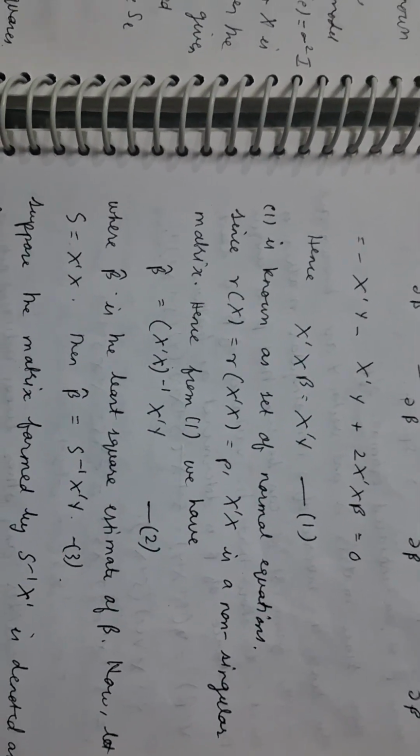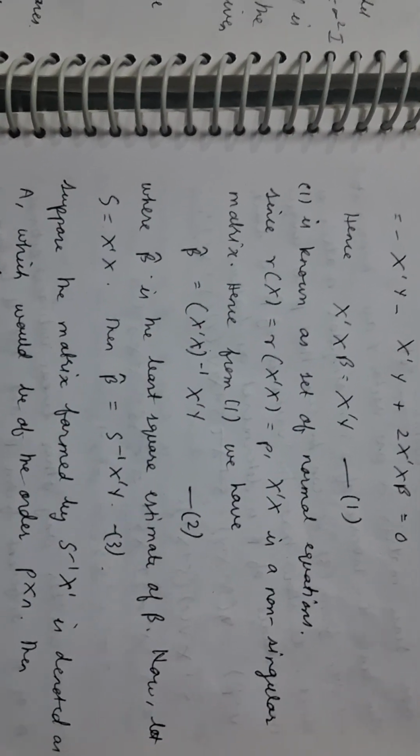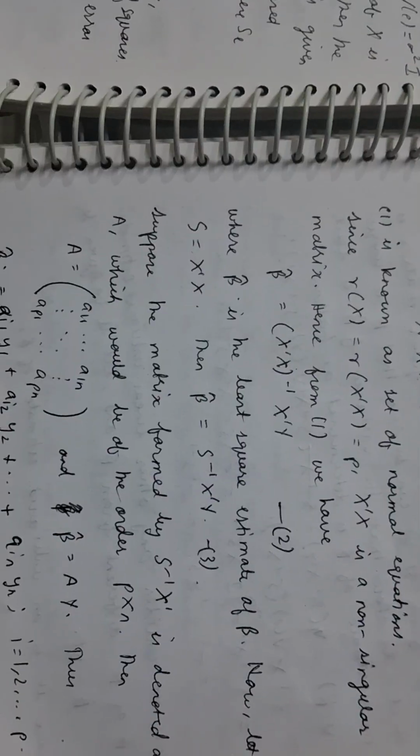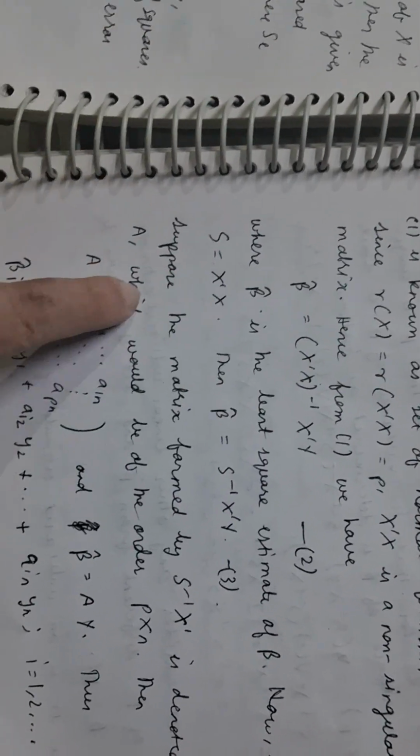This is equation number 1, and this equation is known as the set of normal equations. So since the rank is equal to p, as we have assumed over here, then x transpose x is a non-singular matrix. Hence from 1, that is this equation, we have beta cap is equal to x transpose x inverse x transpose y. This is equation 2. Beta cap is the least square estimate of beta. Now, if S is equal to x transpose x, then beta cap is equal to S inverse x transpose y. So this is equation 3.